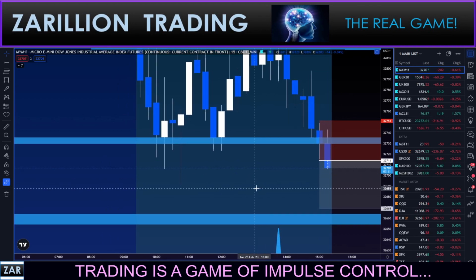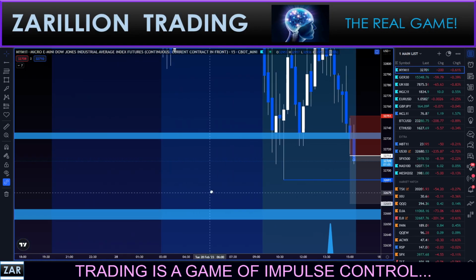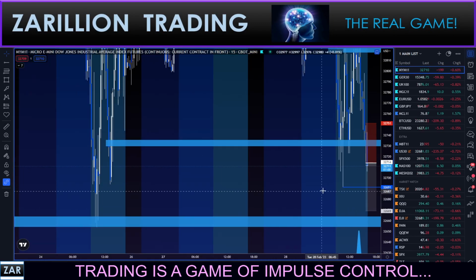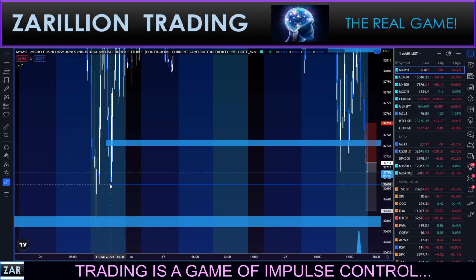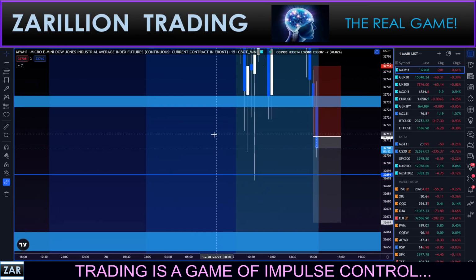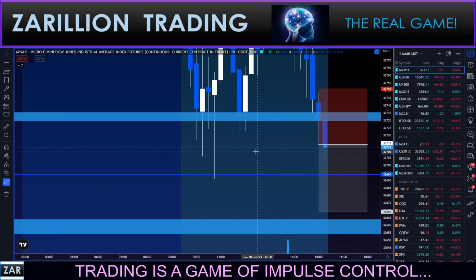Looking for this to happen fairly quickly, if at all possible. This wick is a bit of a concern, but because of the time of day, I'm less concerned about it than I normally would be. I will also note that this wick and this wick are basically at the same level, so there's a little bit of interesting stuff going on there, but I think we can get by. I think we can get through this.